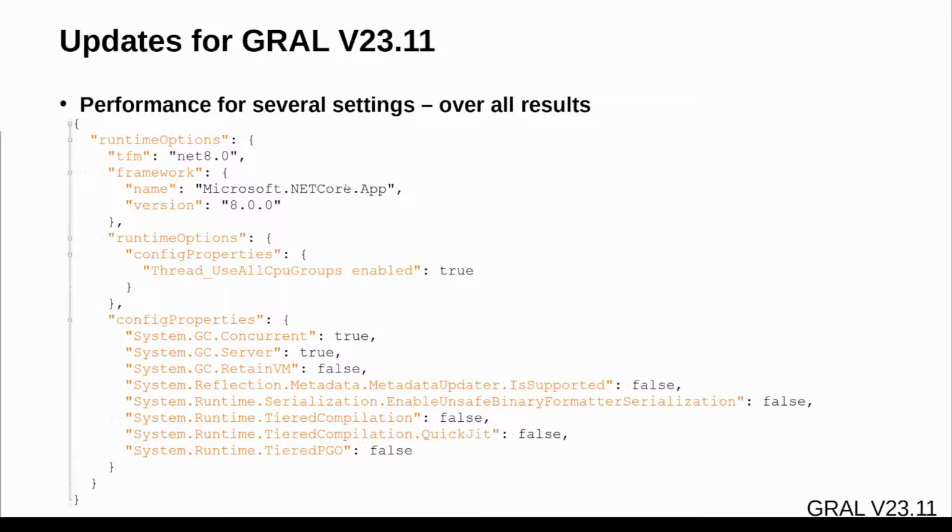gral.runtimeconfig.json, and you have the config properties that can be changed. In this case we see true for gc.server and false for tiered compilation and tiered BGO. I changed these values to true, and gc.server to false, for maximum performance on my system. You can also extend these settings. You can find a list of all possible settings at Microsoft by searching for .NET Runtime configuration settings.